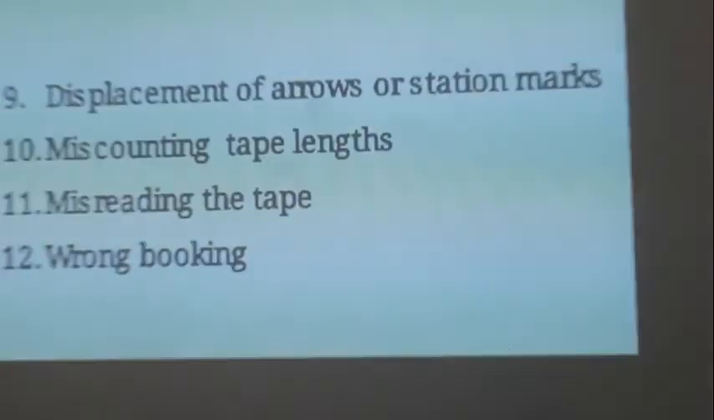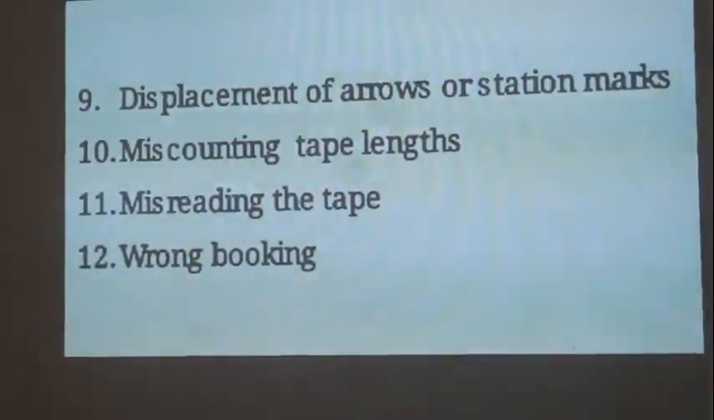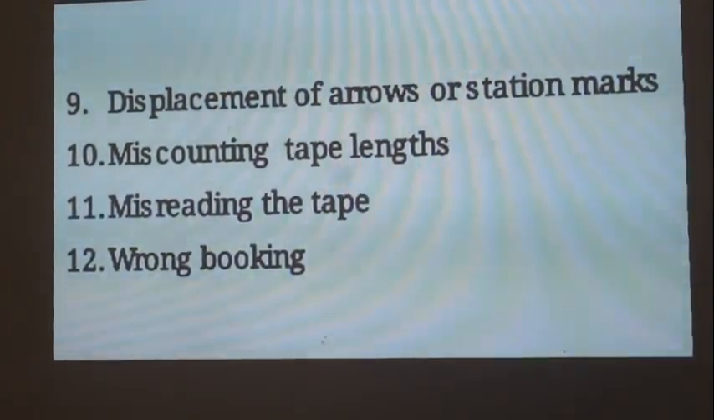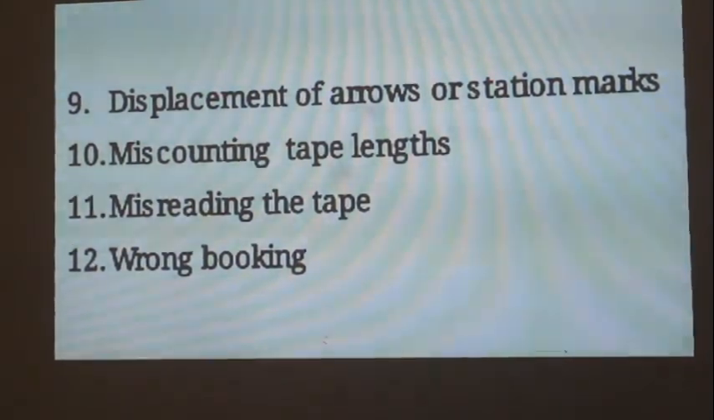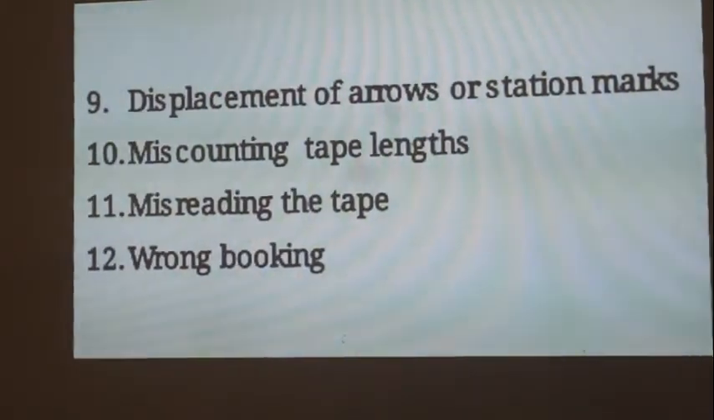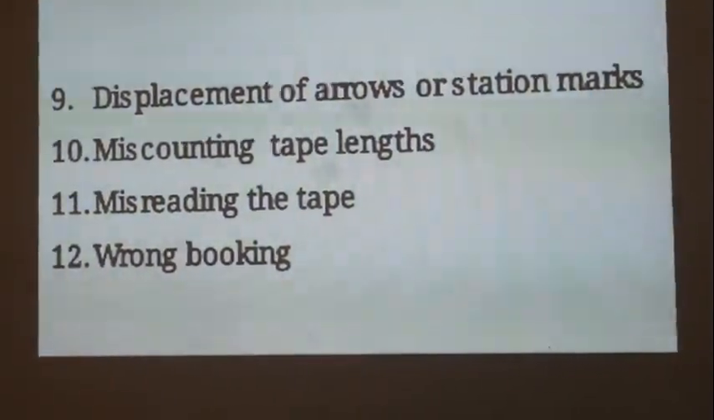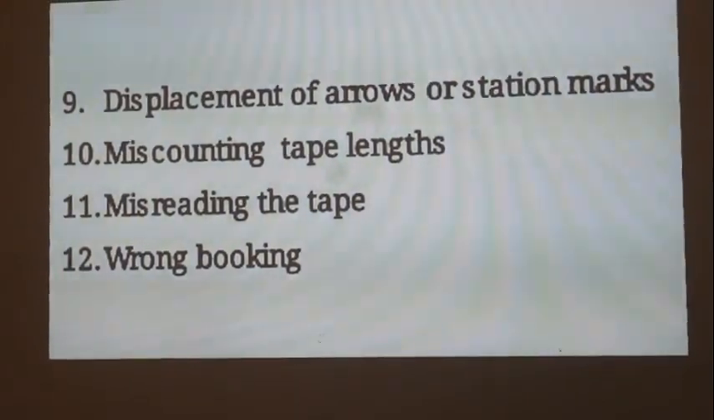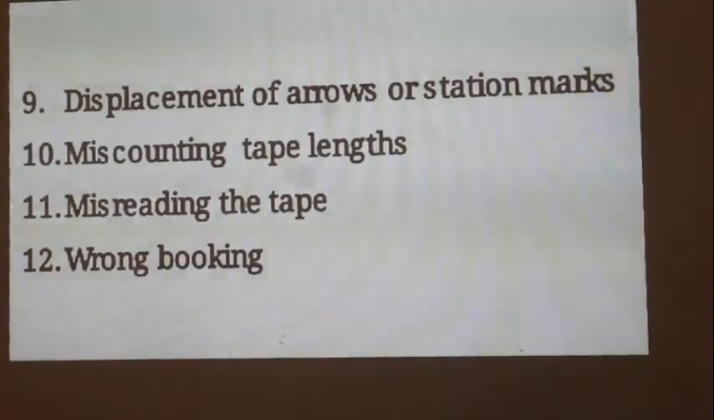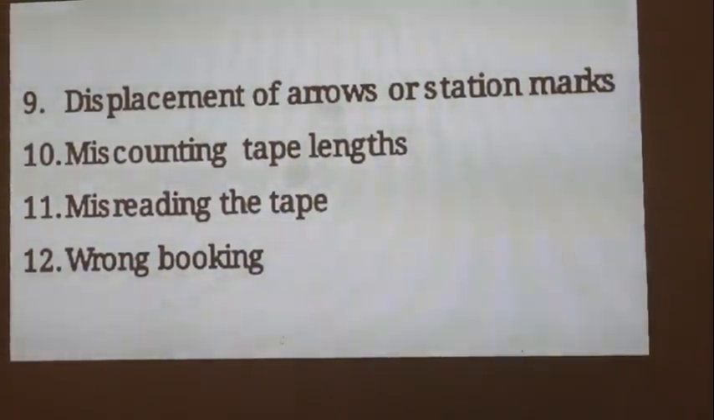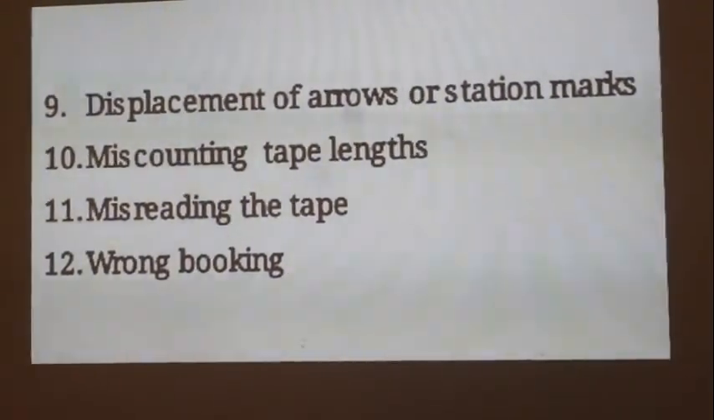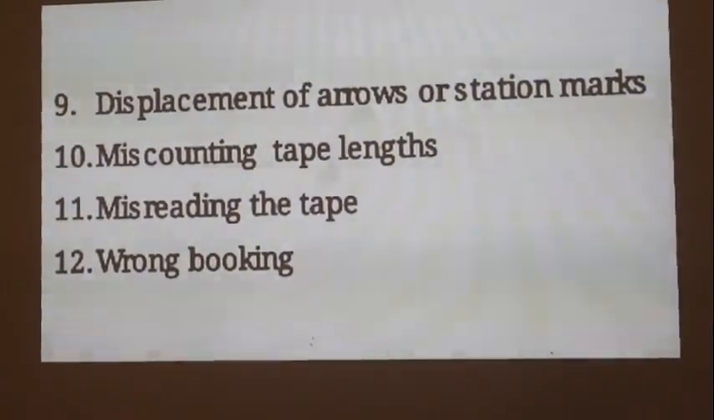I've mentioned it earlier. Miscounting tape length: if you have measured the full length 3 times and you say it is 2 times, it means 50 meters is gone if you are using a 50 meter tape. So instead of saying I measured 150 meters, you will say I measured 100 meters because you have missed the tape length. So you need to go back and measure again. All these ones are gross errors, 9 to 12. Then misreading the tape. If you are to read 2.5 and you go and read 20.5, you say it's 2.0 something. It will be a problem because you don't know how to read the tape.